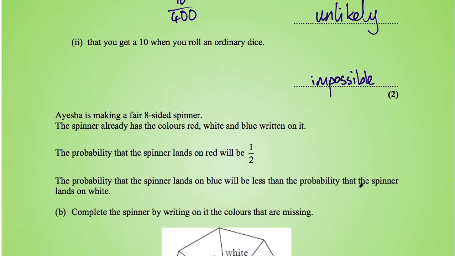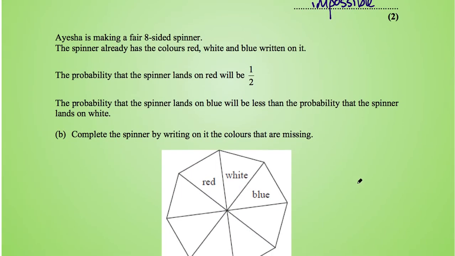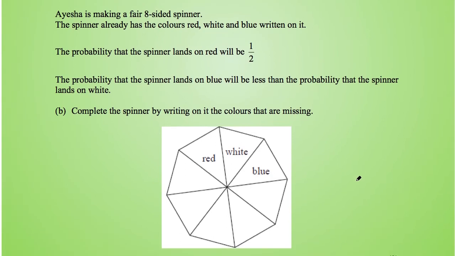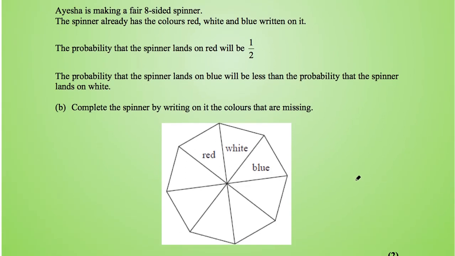Continuation of question 5. Aisha is making a fair 8-sided spinner. The spinner already has the colors red, white, and blue written on it. The probability that the spinner lands on red will be 1/2, and the probability that the spinner lands on blue will be less than the probability that the spinner lands on white. So blue less likely than white.